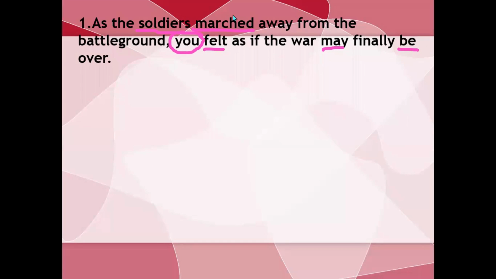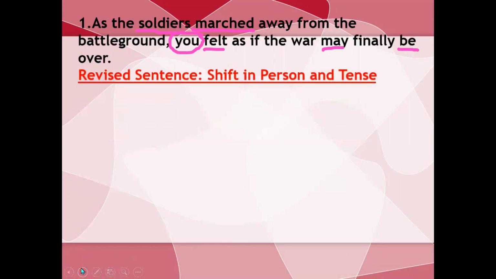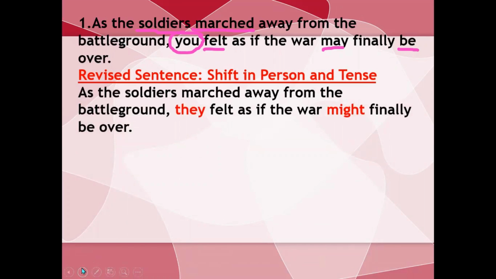Now, march is past tense, felt is past tense, may is present tense. You is second person, and the antecedent soldiers is actually third person. Therefore, there is a shift in person and tense. Now, how are we going to revise that? We are going to change you to they, soldiers, third person, they, third person, and then may will be changed to might, so it will become past tense, so everything is consistent.